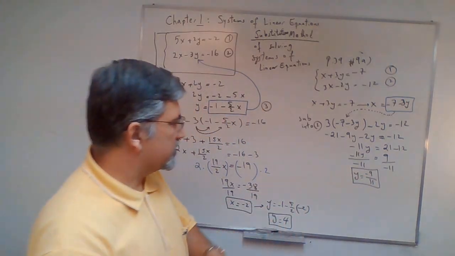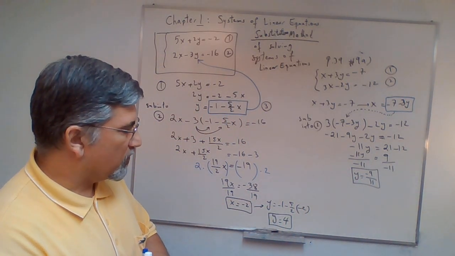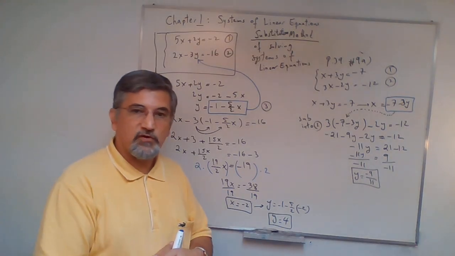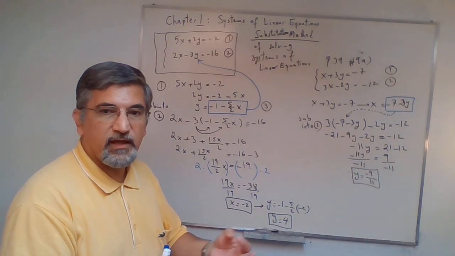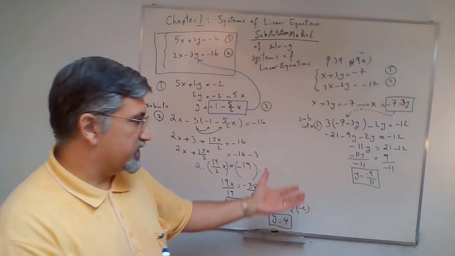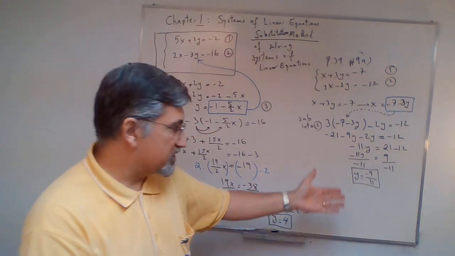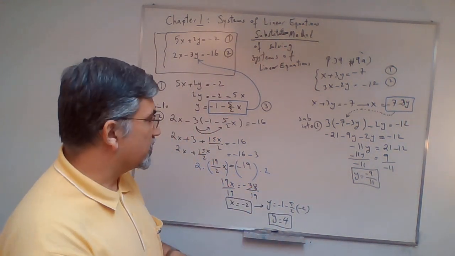So we ended up with a fraction as the answer, okay? And nothing is wrong with fractions. Nobody says that you should always get nice integer value answers. Sometimes the answer is positive, sometimes negative, sometimes it's a fraction, sometimes it could be a decimal number. Even irrational numbers are possible, okay?